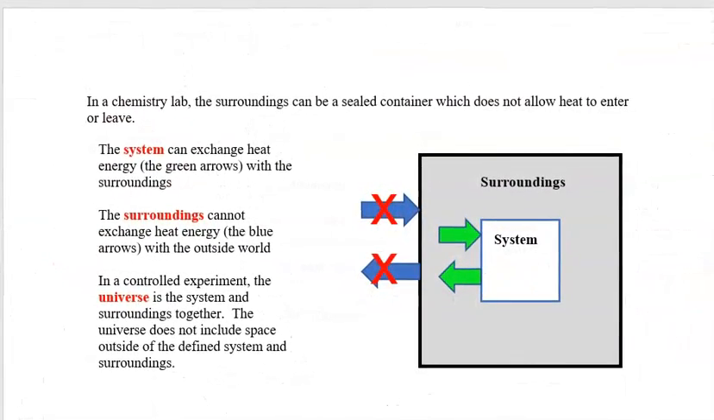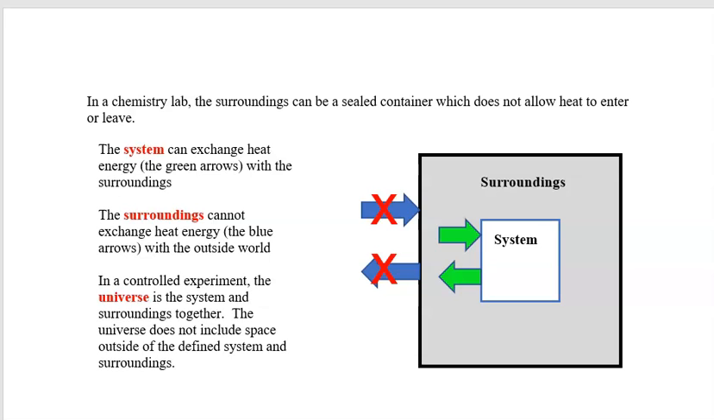Okay, so here's an example. In a chemistry lab, the surroundings can be a sealed container which does not allow heat to enter or leave. So the blue arrows with the red X's mean that nothing can enter or exit that container. Neither the material inside the container nor the heat that's generated inside it can go in or out of that solid black line there. So the system can exchange heat energy, the green arrows, with the surroundings. You can think of the system as a smaller container. It doesn't necessarily have to be a container. We're going to talk about that in a while. But for simplicity, just think of it as a small container inside of the surroundings.